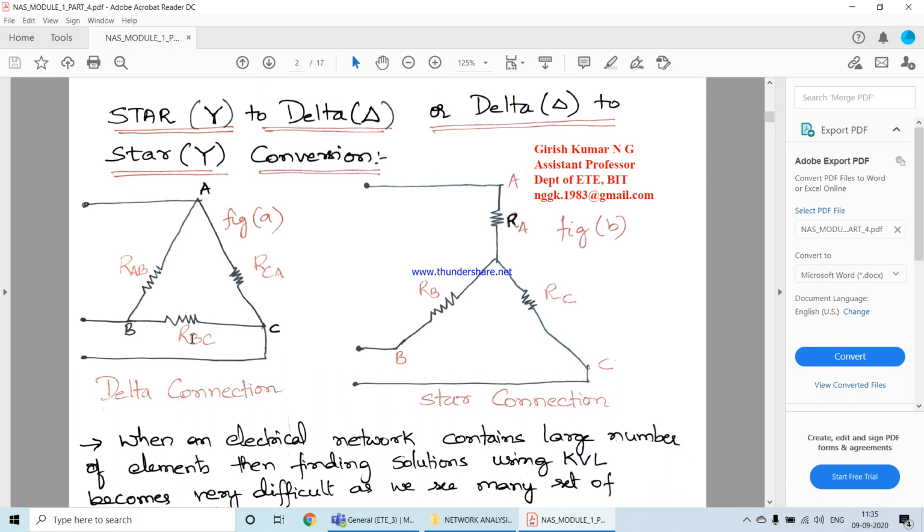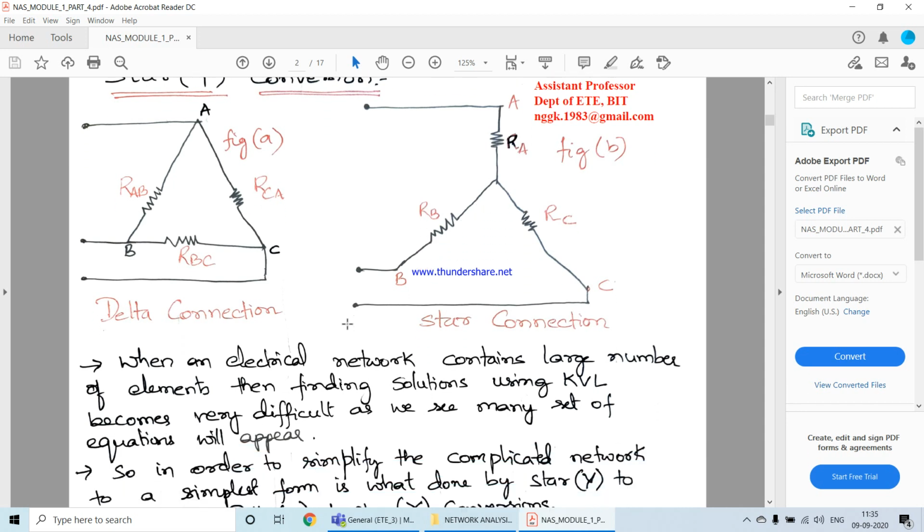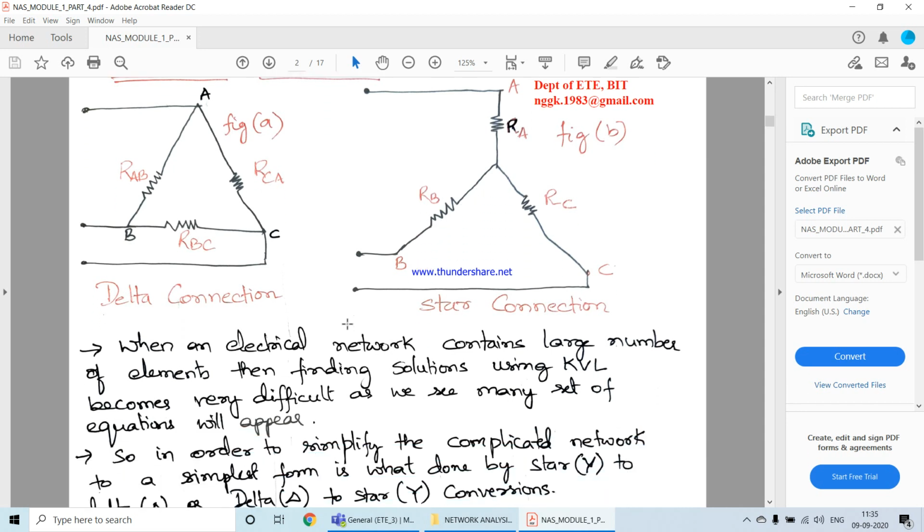Now our job is to convert this delta type to the star type, and also to convert the star type to delta type. So for that, first we derive an equation for this conversion, and that derivation will give the solution for converting delta to star or star to delta. Let us look into the derivation now.